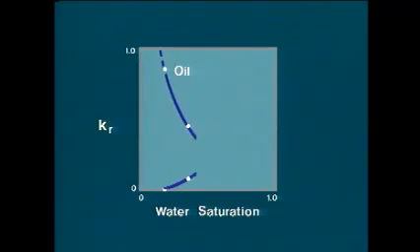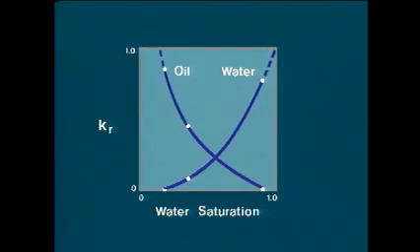We finally increase the water saturation and reduce the oil saturation to a point where the oil will no longer flow. This is the residual oil saturation, and the relative permeability to oil at this point is 0. Similar relative permeability curves may be drawn for gas-oil, water-gas, and oil-gas-water systems.